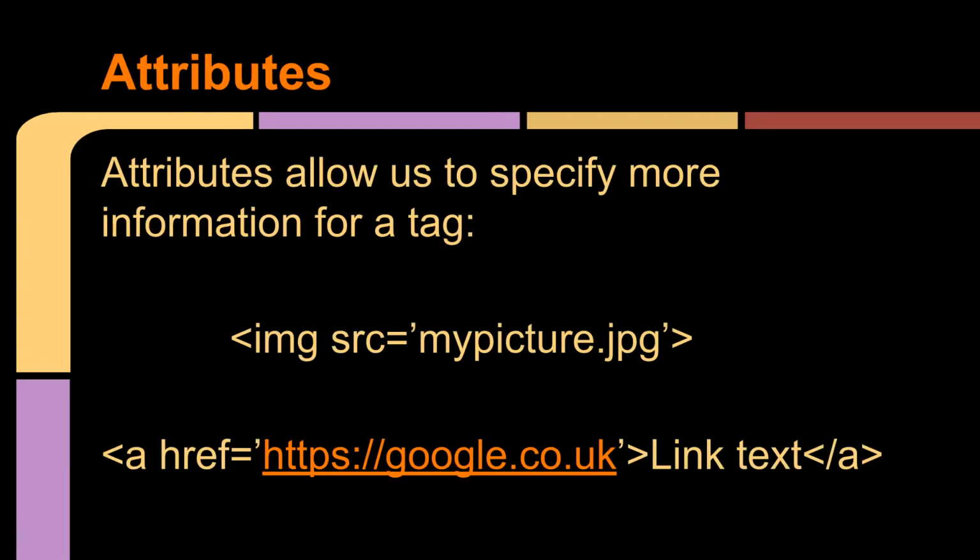Attributes allow us to specify more information for use within a tag. For instance, the image tag will have an src or source attribute included within the opening tag. You don't need to include the attributes in the closing tag, and they'll be ignored if they're only put in the closing tag.